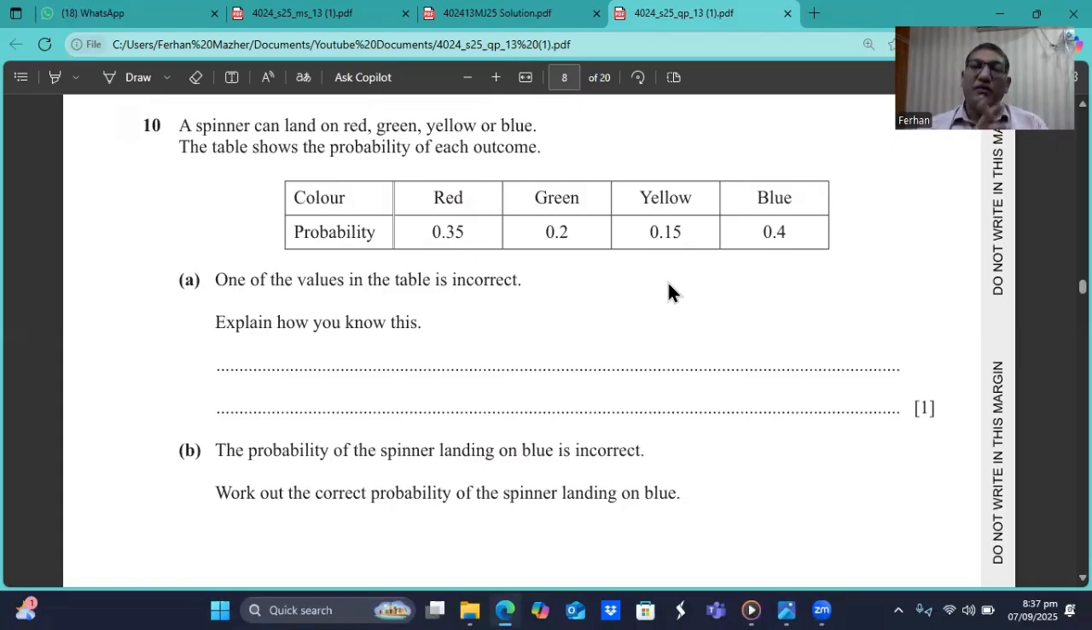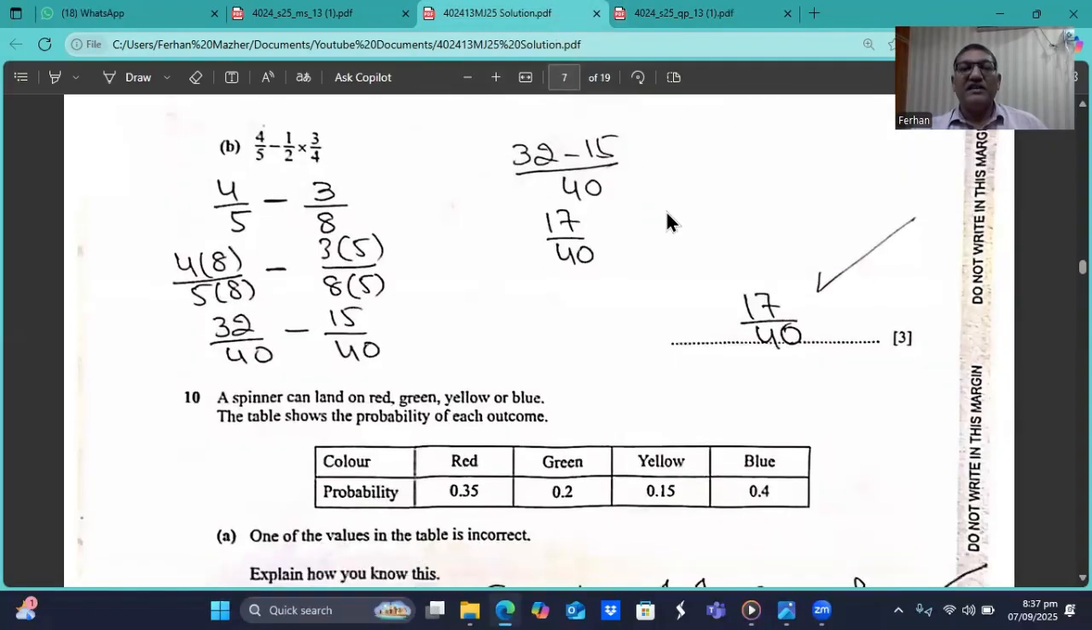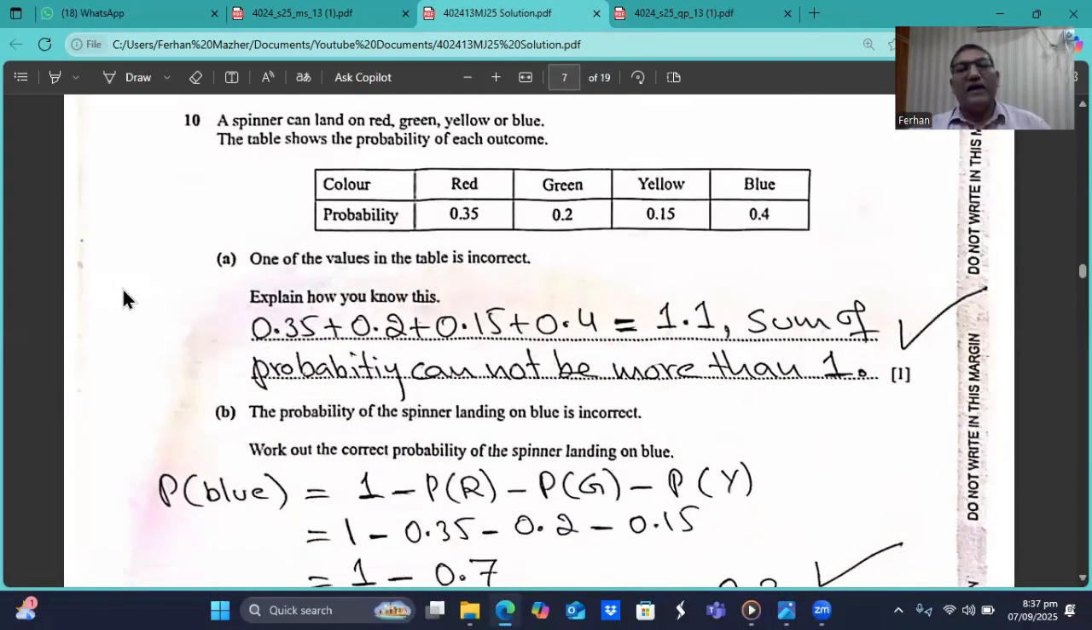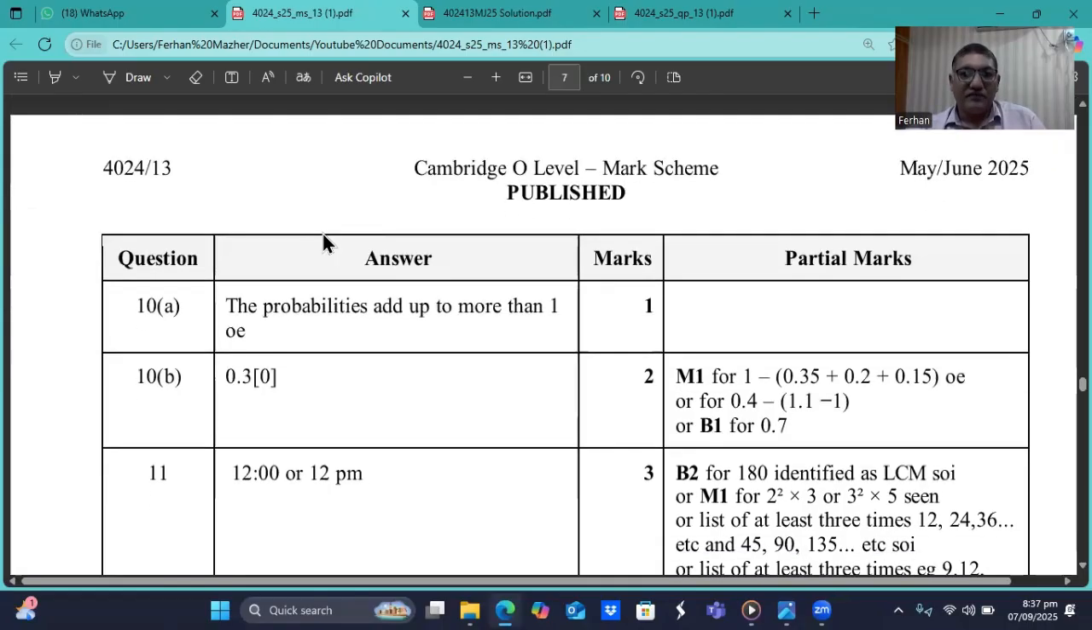The sum of the probabilities of all the outcomes in an experiment should be equal to 1. So if you add 0.35, 0.2, 0.15, 0.4, the answer must be 1. If the answer is not 1, then some probability is wrong. I added them and the answer is 1.1. A sum of probabilities cannot be more than 1. That's why there is something wrong with one of the readings. So this is question number 10, part A. Let me show you the answer. Question number 10, part A is done.